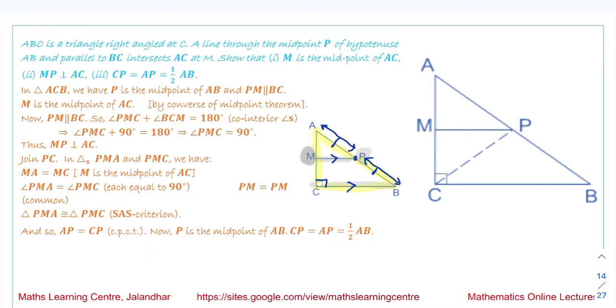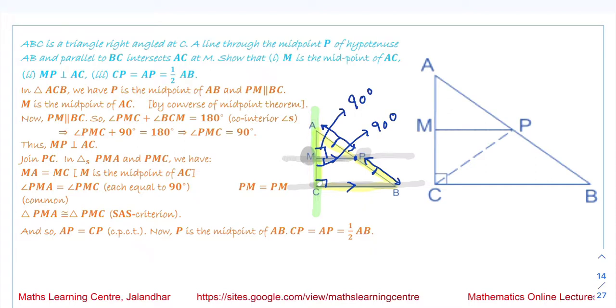Now we are saying this line PM and CB are parallel to each other. This AC is the transversal over here. So if this angle is 90 degrees, then this angle is also 90 degrees and this angle is also 90 degrees. So what we get is that this PM is perpendicular to AC.